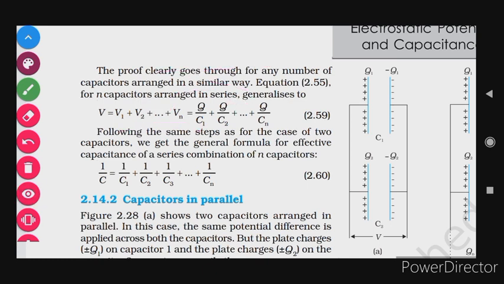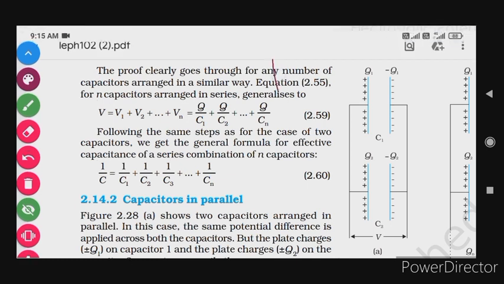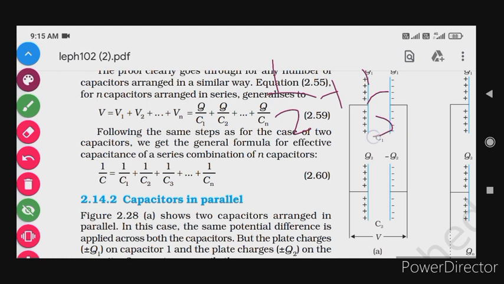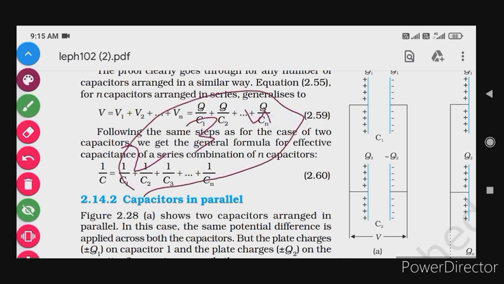So you see the effective capacitance in series combination is less than the individual capacitance. Suppose I combine capacitors of 2 microfarad, 3 microfarad, 4 microfarad, then definitely the equivalent capacitance will be less than this. So where do we use this type of combination, this series combination?